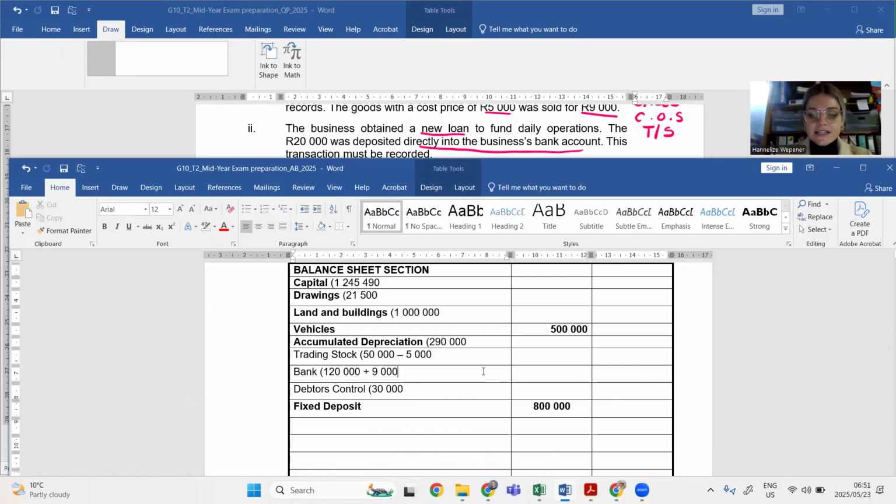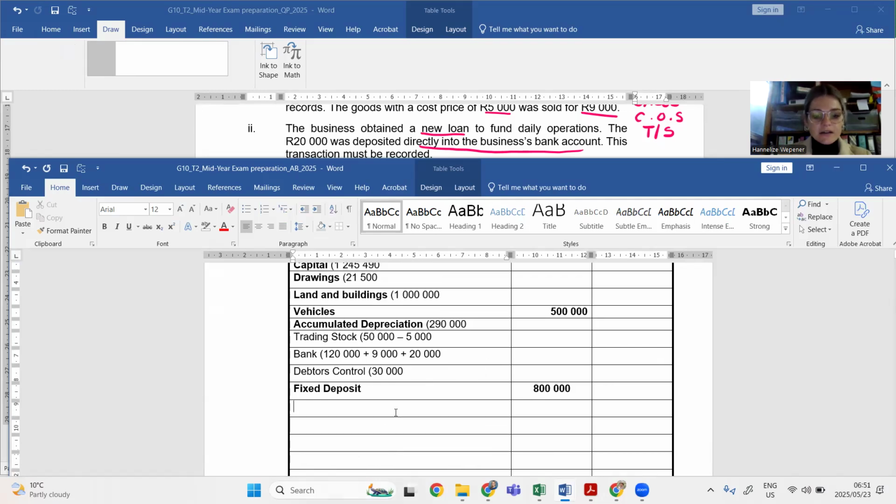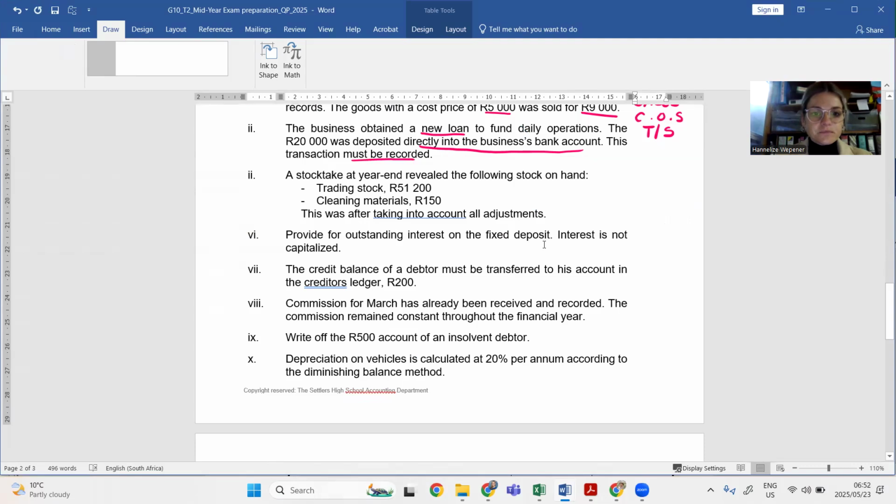So we have received the money in our bank account, so plus 20,000 Rand in bank, and then you now have a new account, loan. Usually we give you the bank's name, so you will just enter the bank's name. And this loan is a liability, so credit 20,000 Rand.